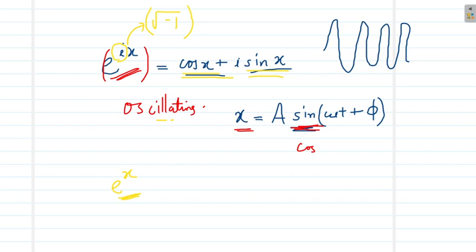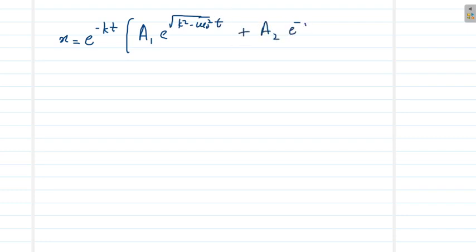So with this in mind, let us try to analyze the equation that we have in our hand, which is x equal to e raised to minus kt into a1 e raised to root of k square minus omega 0 square into t plus a2 into e raised to minus root of k square minus omega 0 square into t.